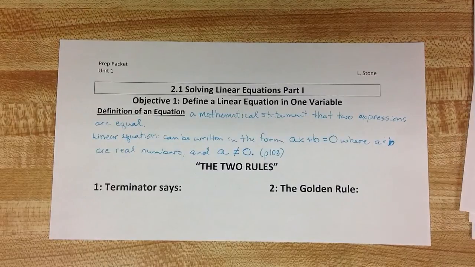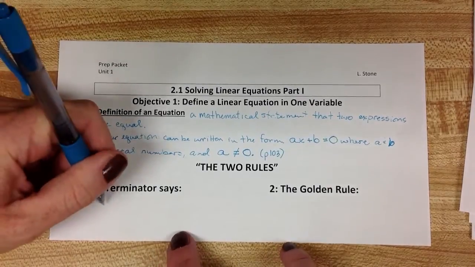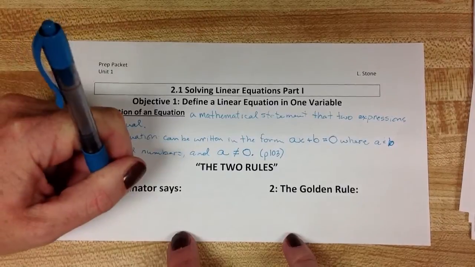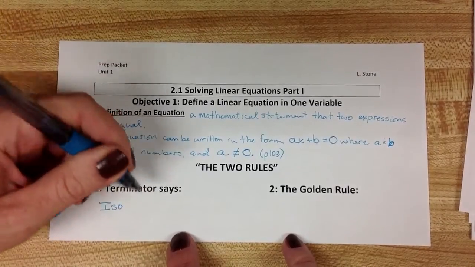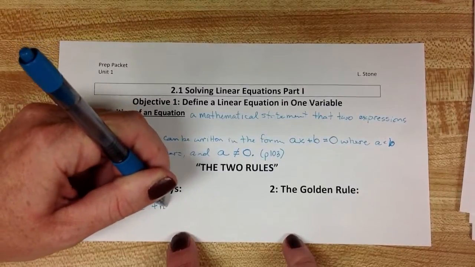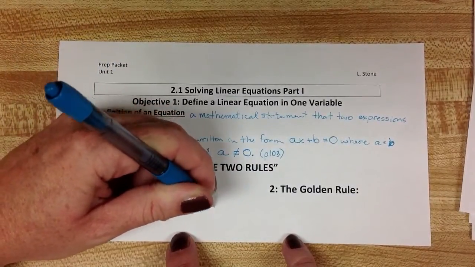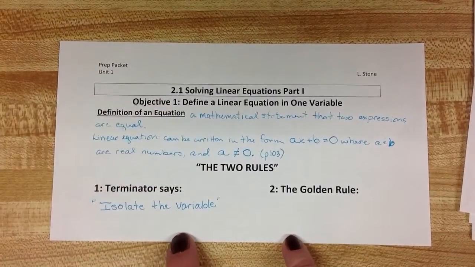So my first one, I have a corny way of remembering it, looking back to the Terminator movies that Arnold Schwarzenegger was in the 1980s, if you're old enough to remember those. The Terminator might say something like, isolate the variable. That's my really bad Austrian accent. So in every equation that you solve, you are going to need to isolate the variable.